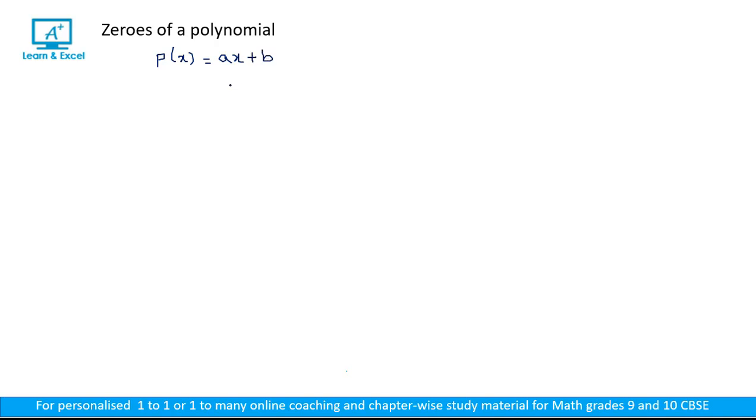Now if k is the zero of the given polynomial, then wherever x is there in this equation, we substitute it by k. So p of k equal to ak plus b. Now p of k is equal to 0 because we have to find the zero of the polynomial. So 0 equal to ak plus b. Let us solve this in terms of k. So we will get k as equal to minus b by a.